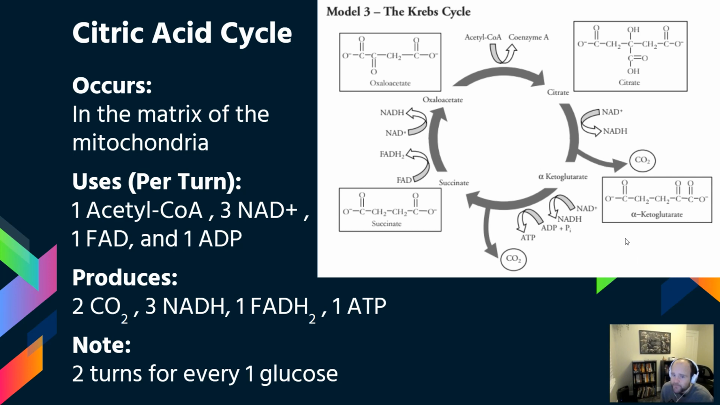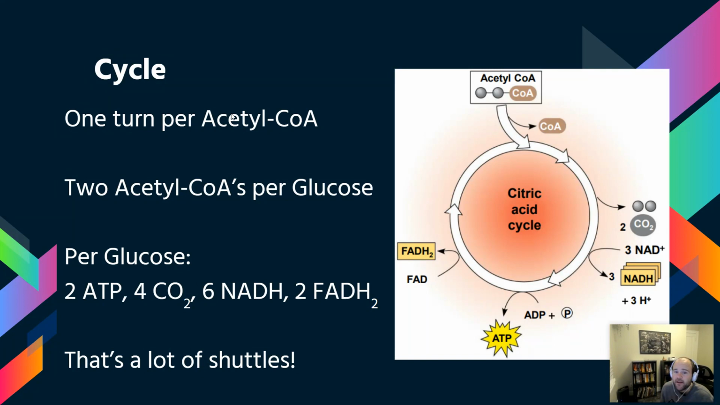We've breathed them all out. We've generated 1, 2, 3 NADH molecules. We've generated an FADH2 electron shuttle, and we've made an ATP all in one turn of the cycle. But cycles are circles and they're going to keep on turning. And remember, we have two acetyl coenzyme A's for every glucose. So we're going to go through it again.